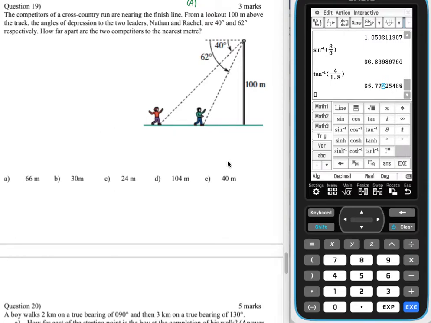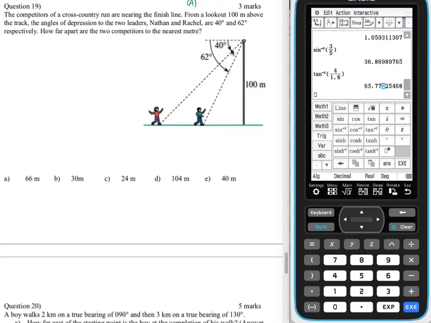In this video, we're looking at question 19 of the 2020 10A Test 3. So we have the competitors of a cross-country run nearing the finish line from a lookout 100 metres above the track. It's quite high up. The angles of depression of the two leaders, Nathan and Rachel, are 40 degrees and 62 degrees.